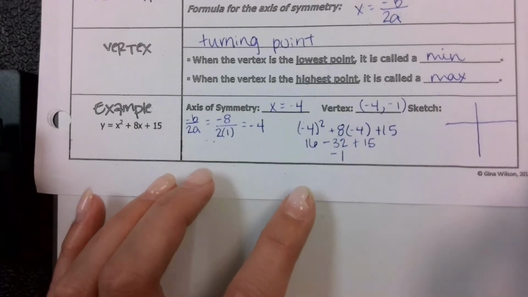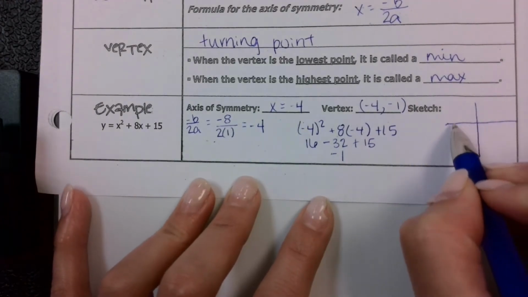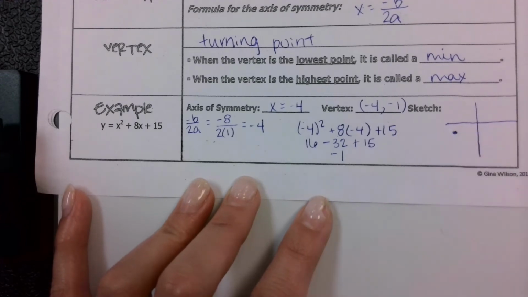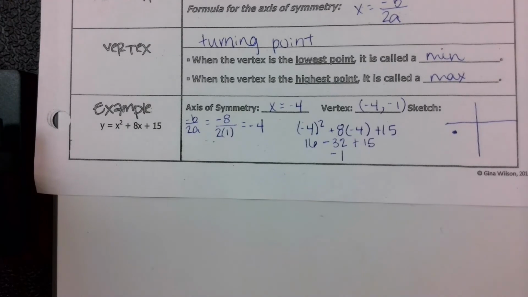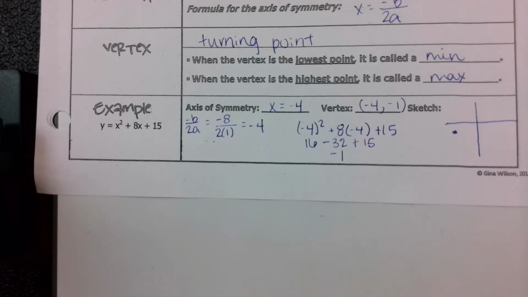Oh, this is not good. Okay. Negative 4, negative 1. I did not do a very good job with this. So we're going to pretend negative 4 and negative 1 is about here. Is it going to open up or down? Going to open up. How do you know? That x squared is positive.